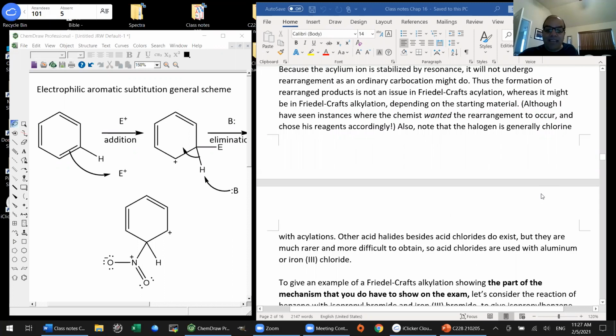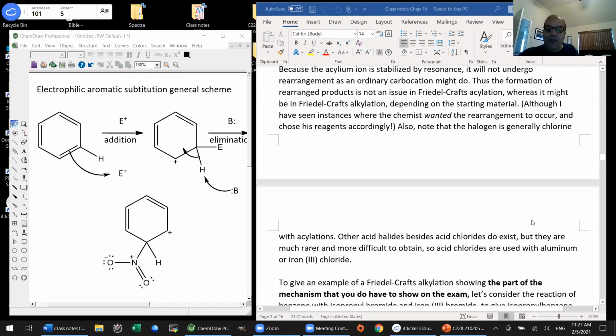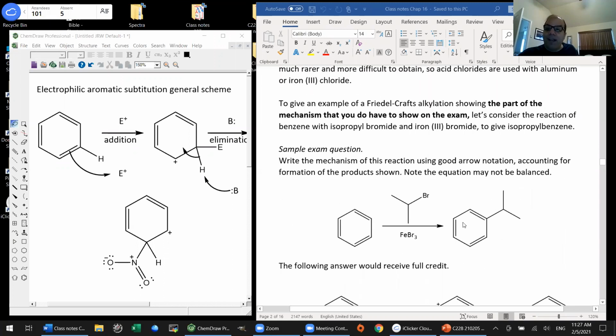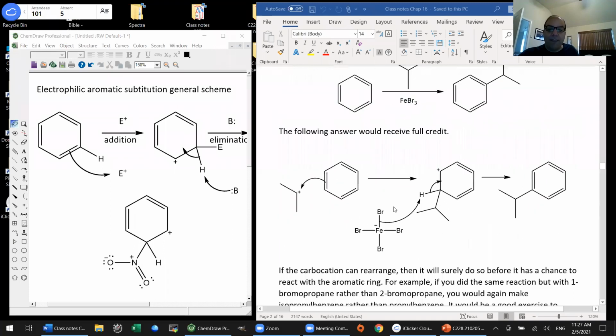And since that's the case, we have choices in terms of how we draw the mechanism. Let's do a sample Friedel-Crafts alkylation, one that would actually work for us. Let's say we treated benzene with isopropyl bromide in the presence of iron(III) bromide. This answer would receive full credit.